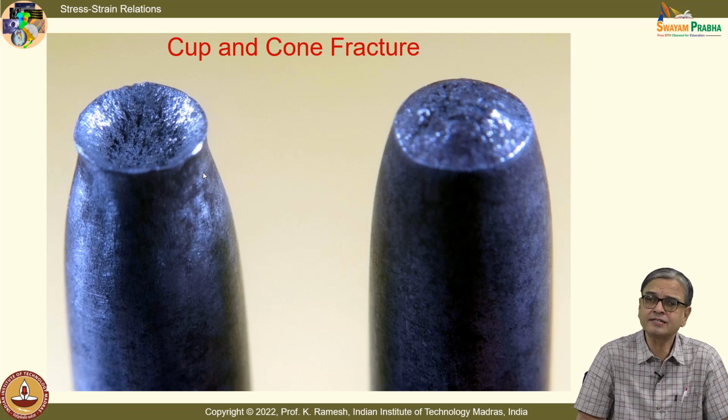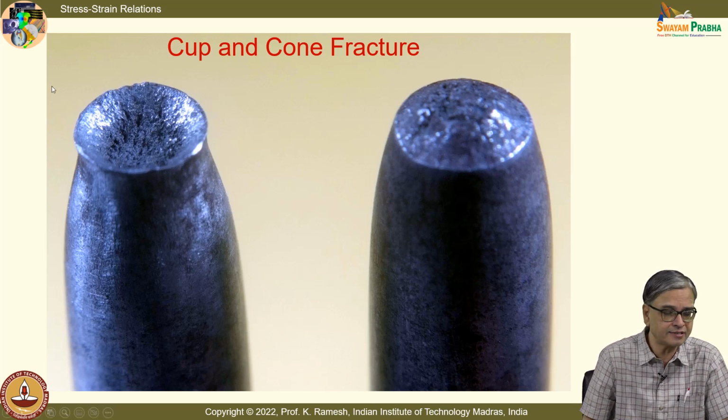And from our understanding, what is important is how does the failure take place? You have a cup and cone fracture. This is how it is referred to. So what happens is initially a crack develops at the center. Because of the brittle failure, it propagates, and then finally you have this as shear lips.